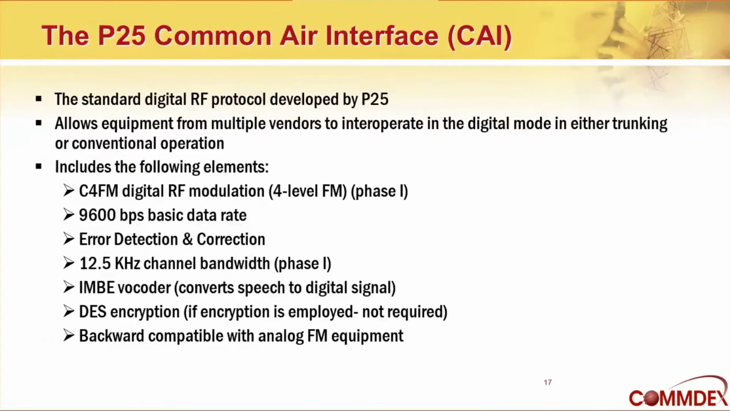So we talked about this on an earlier slide, so I won't go into all the same detail, but the Common Air Interface is the radio to radio interoperability. It includes the type of modulation, the data rate, the type of error correction, the bandwidth, the type of vocoder, the type of encryption. The first encryption that was specified was DES, the Data Encryption Standard. Today it's AES, Advanced Encryption Standard, which is a much improved type of encryption, and it had to be backward compatible with analog equipment.